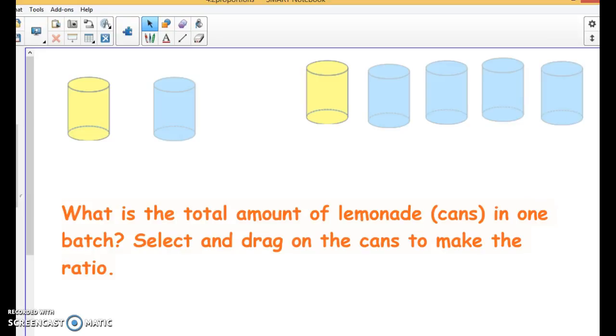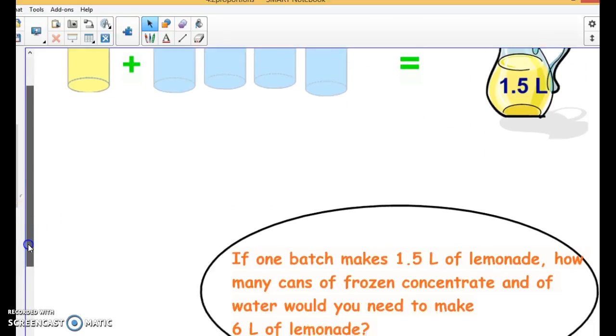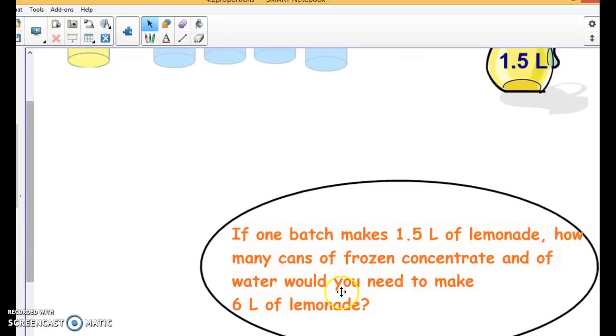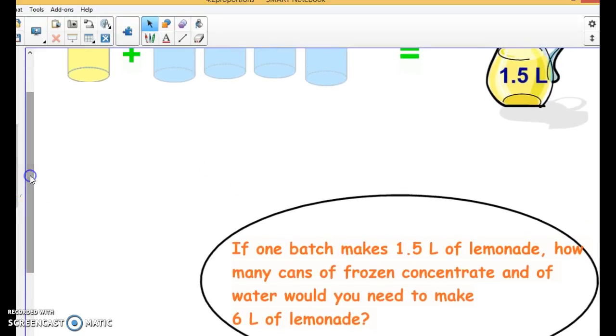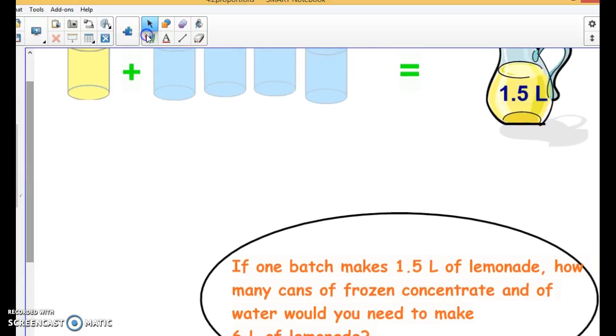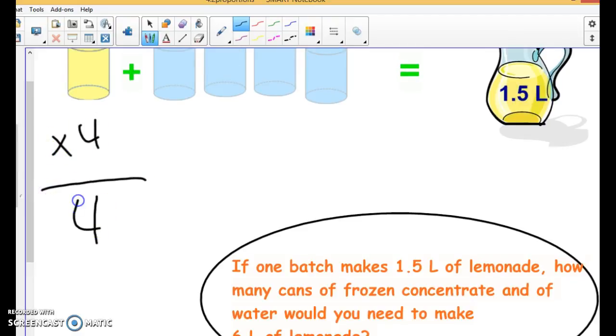Then on the next problem, what happens if I want to make 6 liters of lemonade? One batch makes 1.5 liters. If I want to make 6, 1.5 times 4 gives us 6. So if I need 1 can for 1.5, I'm going to multiply that by 4. So I'm going to need 4 cans of concentrate to make the 6 liters. And then multiply the water by 4. So those 4 cans of water now become 16 cans of water, because 1.5 goes into 6 four times.